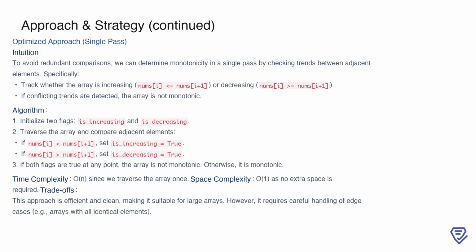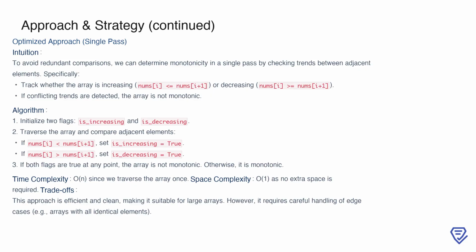Instead of comparing all pairs of elements, we can determine the monotonicity by analyzing adjacent elements and tracking trends. The key here is to check if the array is consistently increasing or decreasing. As we traverse the array, we use two flags, one to indicate if the array is increasing and another to indicate if it's decreasing. If we find that adjacent elements follow an upward trend, we set the increasing flag. Conversely, if they follow a downward trend, we set the decreasing flag.